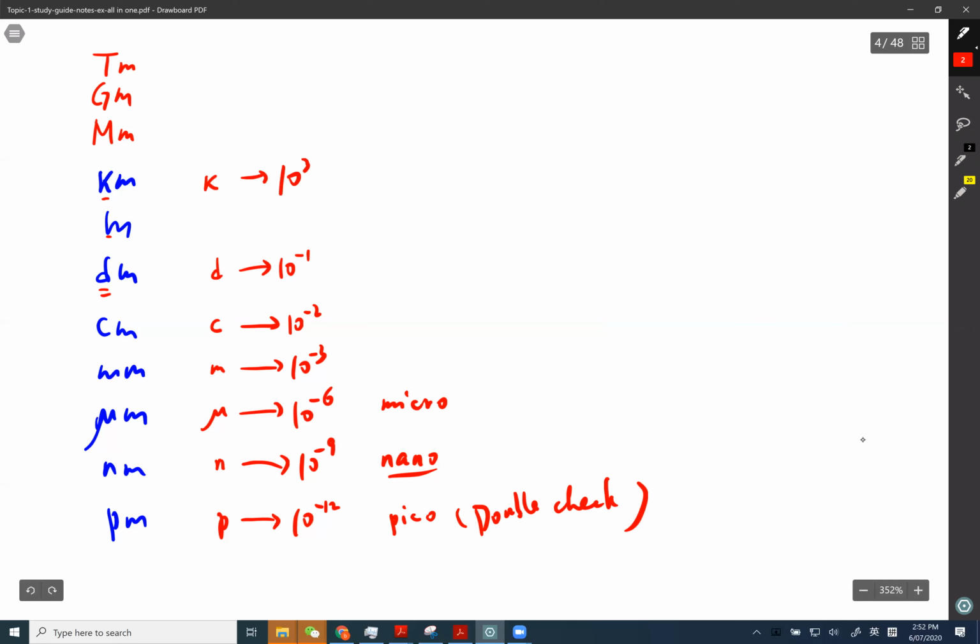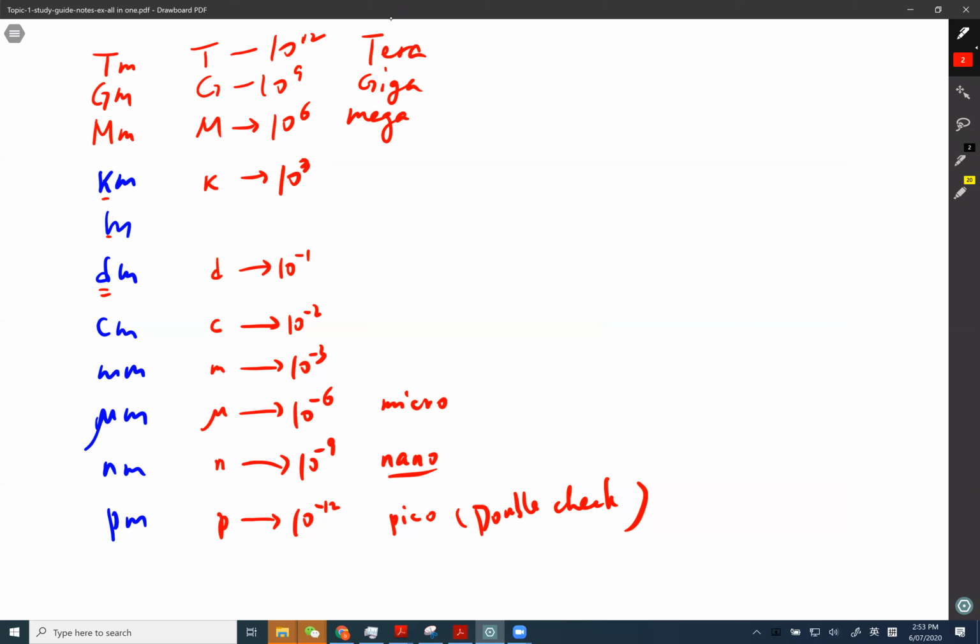10 to the power 3 is kilo. Big M, 10 to the power 6, mega. G, giga. T, tera. For example, sometimes in the exam they give you ms. What's the meaning of that? Not meter second. It means millisecond.